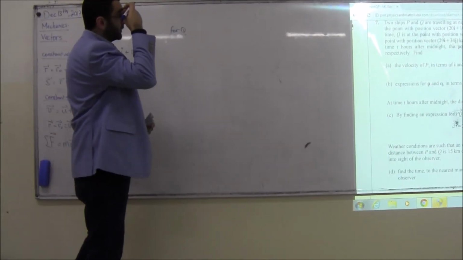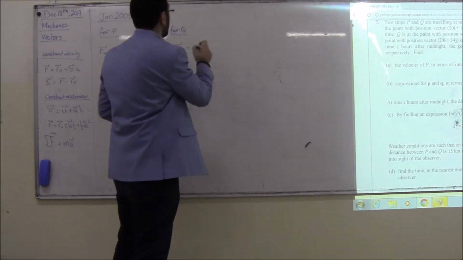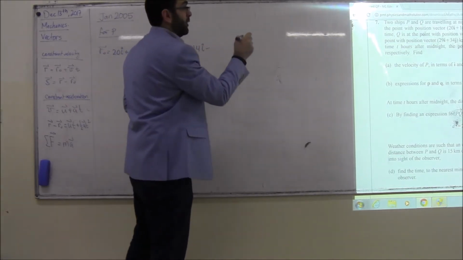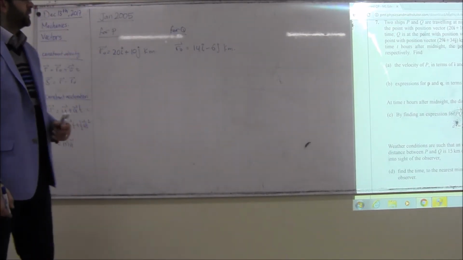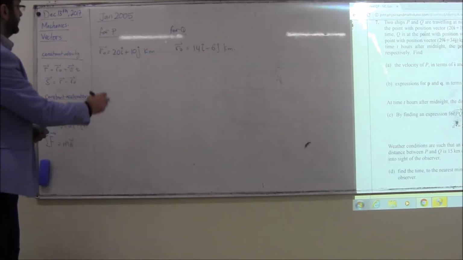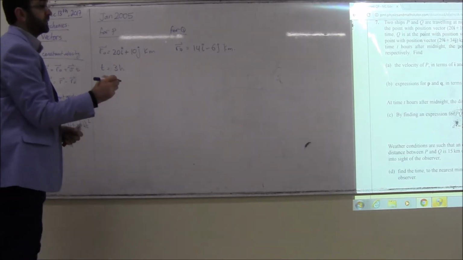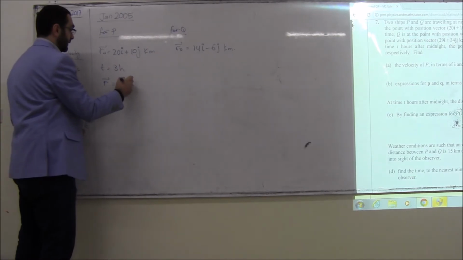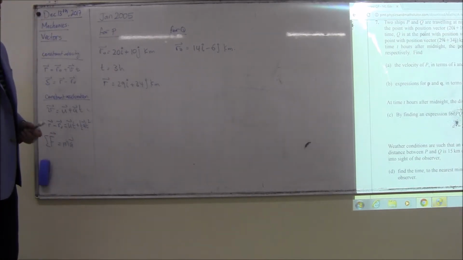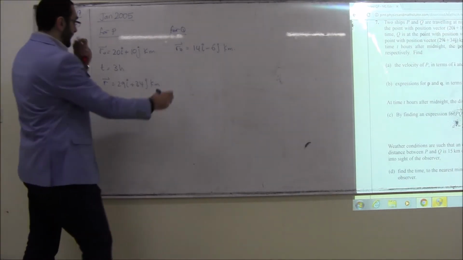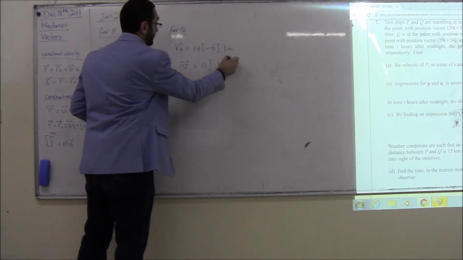The position vector of Q is 14I minus 6J. Okay? I think the final position that it is on. Yes, 3 hours. 3 hours later, and T equals 3 hours. The final position is 29I plus 34J kilometers. The ship Q travels with velocity 12J kilometers per hour.